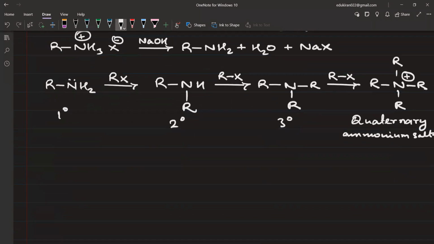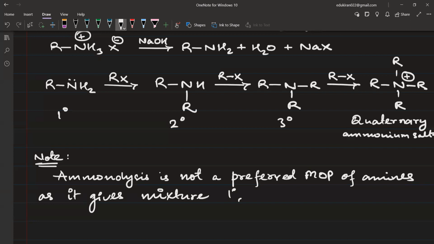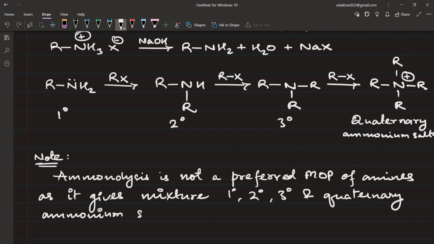Now, please write a note. Ammonolysis is not a preferred method of preparation of amines as it gives a mixture of 1 degree, 2 degree, 3 degree and quaternary ammonium salts.